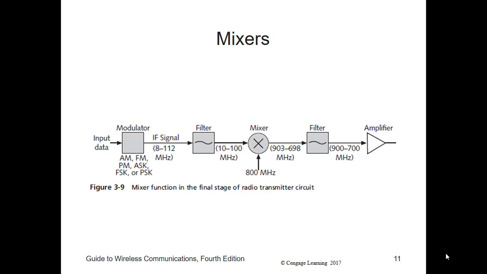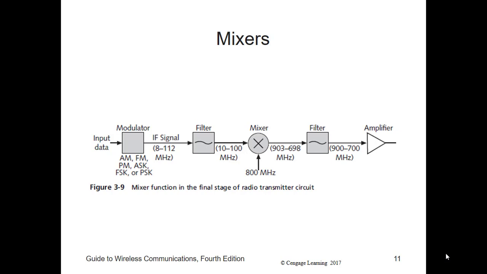This IF signal then becomes the input to the mixer along with the desired carrier frequency of 800 megahertz. The output of the mixer is a signal with a frequency range from 698 to 903 megahertz, which is finally run through another bandpass filter to remove any frequencies outside of the transmission range. In other words, those that fall outside the intended sideband limits.